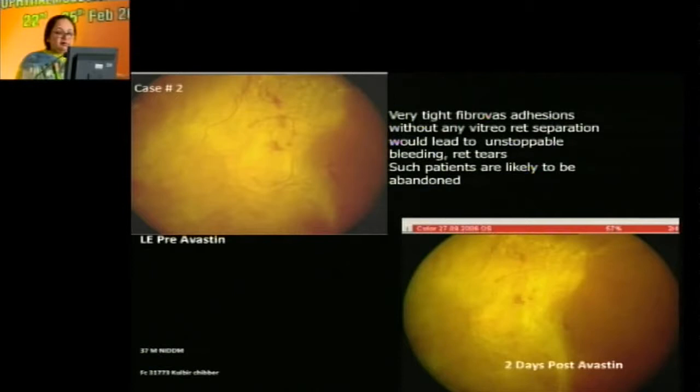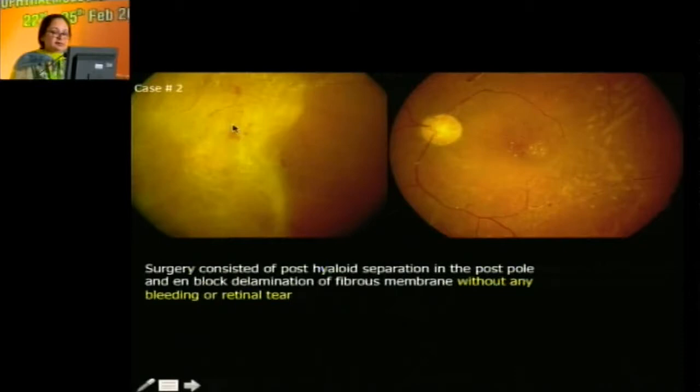But in the same patient, look at the regression of the fronds following pre-op injection. This is before surgery, and this is after surgery. And the surgery consisted of hyaloid separation with delamination, and there was no tear or break.